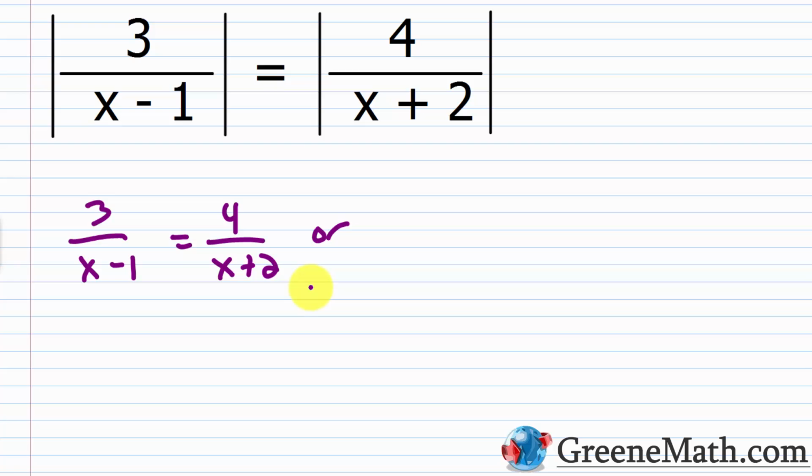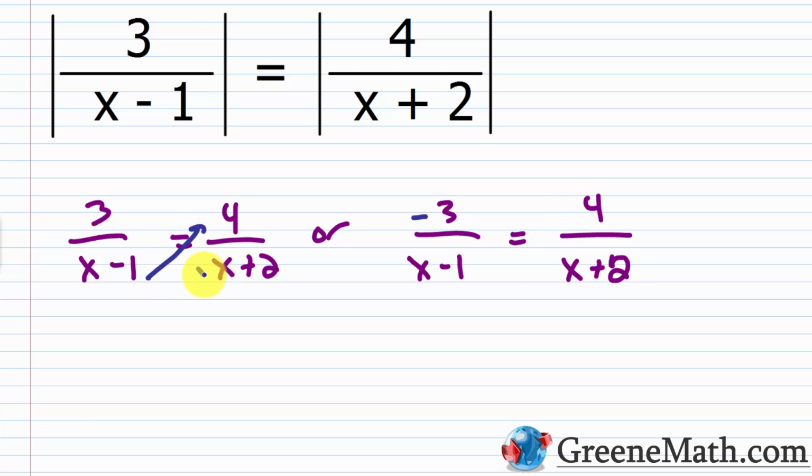Then or, for the second scenario, drop the absolute value bars. So 3 over x minus 1 is equal to 4 over x plus 2. And then make one of the expressions into its opposite. So for this guy, all I need to do is make one of the numerators negative. So I can just say this is negative, or I can say this is negative, but just don't do both of them. Okay, so let me just solve this one first.